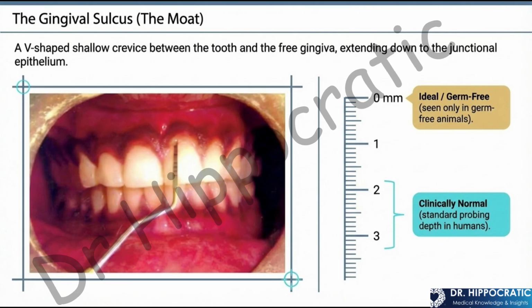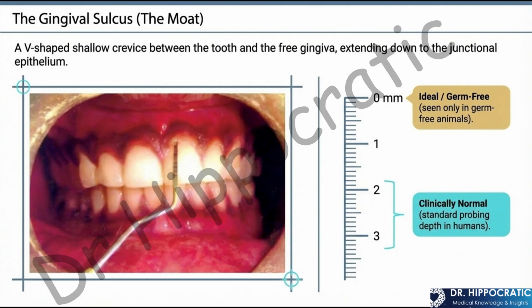Let's analyze the measurements on that ruler. Looking at the scale here, the top scale points to 0 millimeters with the text box, a 0 millimeter ideal, germ-free, seen only in germ-free animals. And then the lower bracket encompasses 2 to 3 millimeters, reading, clinically normal, standard probing depth in humans. That disparity between ideal and clinically normal is huge. It reveals the profound impact of our microbiome on our baseline anatomy.